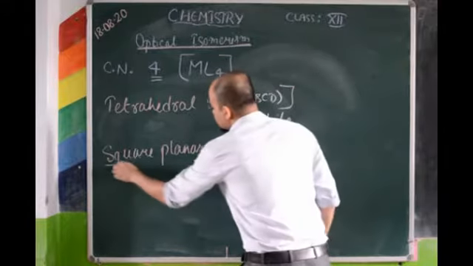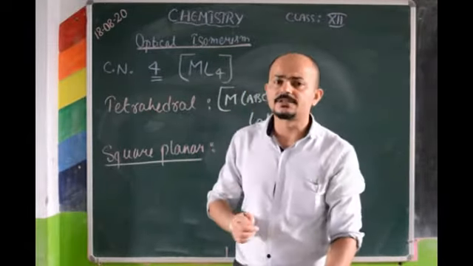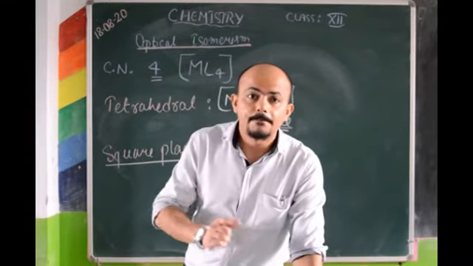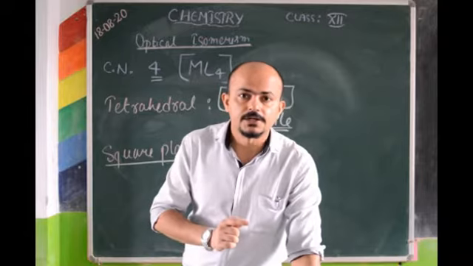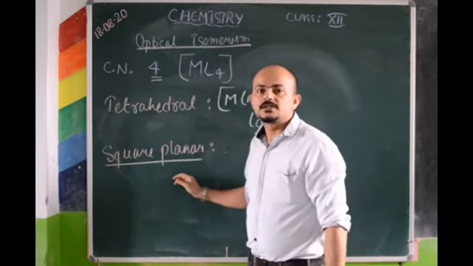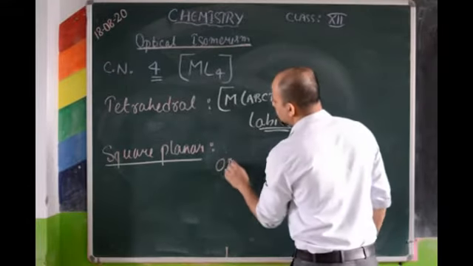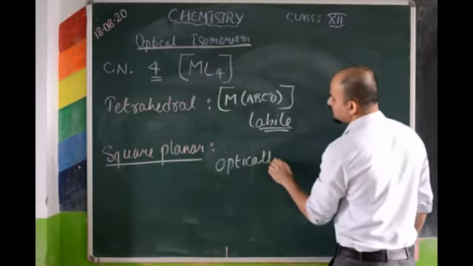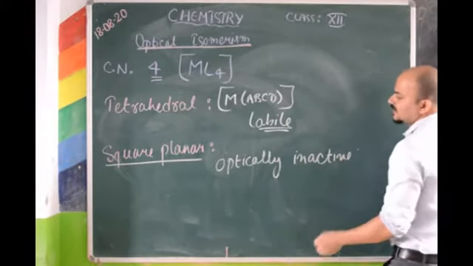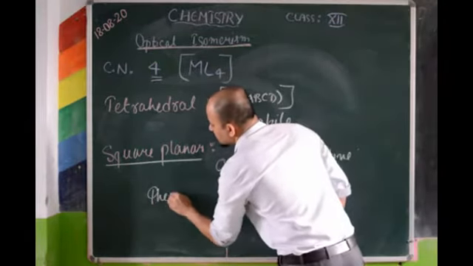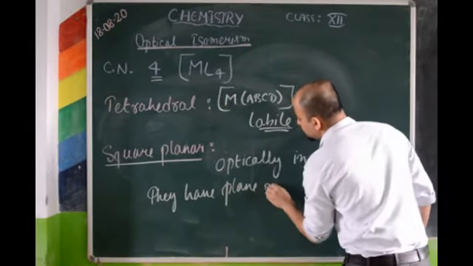Now, square planar complexes. Here let me tell you one more very important point. If a complex has a plane of symmetry, then it will not show optical isomerism. The square planar complexes are optically inactive because they have a plane of symmetry.